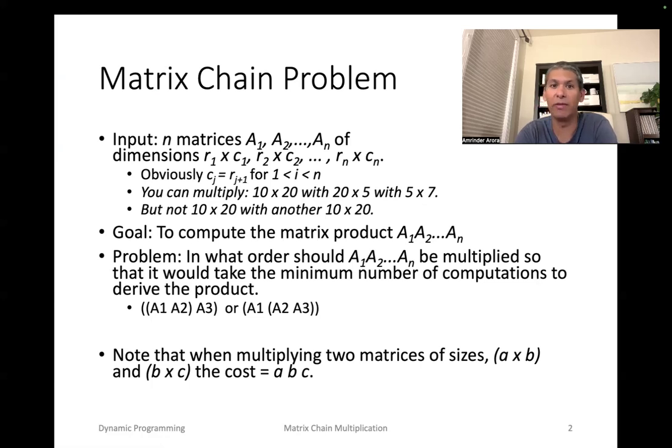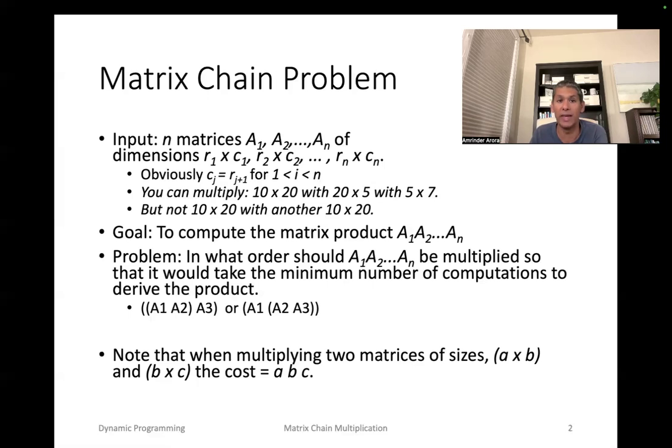So if, for example, we have a 10 by 20 matrix, we can multiply it with a 20 by 5 matrix or a 20 by 7 matrix, etc. And the 20 by 5 matrix itself, we can multiply with a 5 by 7 matrix, 5 by 10 matrix, etc. So the number of columns in a matrix must be equal to the number of rows in the next matrix. But you cannot multiply a 10 by 20 matrix with another 10 by 20 matrix. So this is just sort of the background of matrix multiplication.